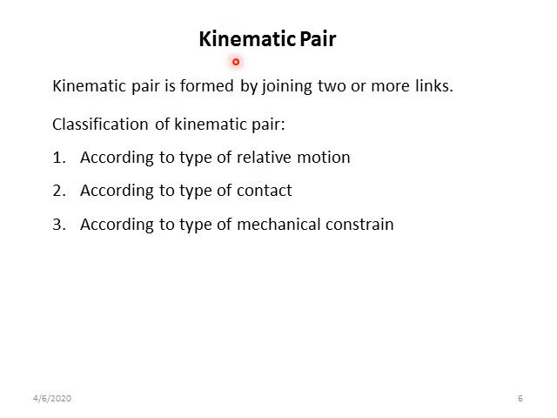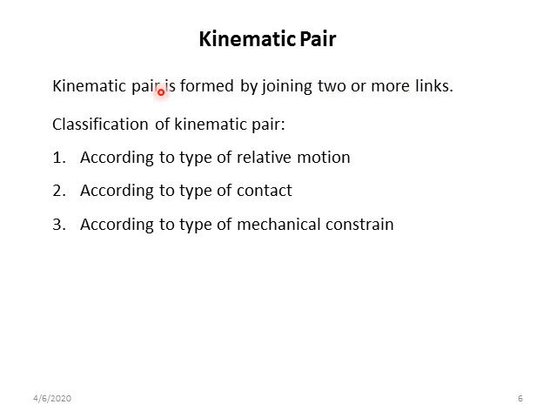So let's move to another part of this lecture, which is the kinematic pair. A kinematic pair is formed by joining at least two or more links. Whenever you join two or more links, the ultimate result will be a kinematic pair. Kinematic is derived from kinematics, which is related to motion. So whenever you combine two or more links, they will have some kind of motion, and whenever there is a motion, we call this pair of links a kinematic pair.